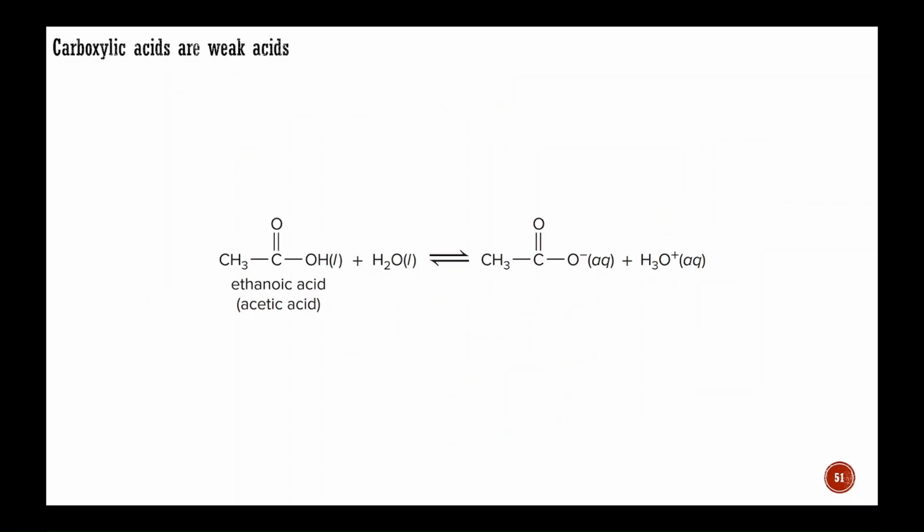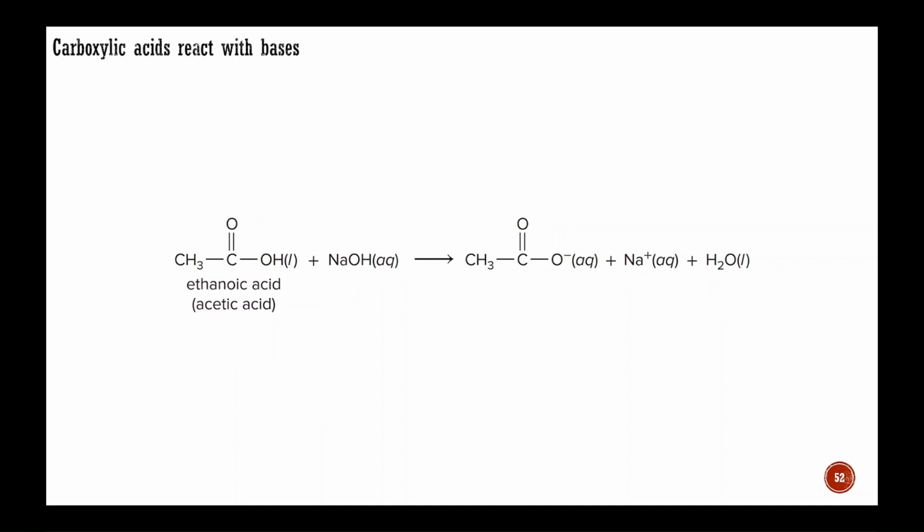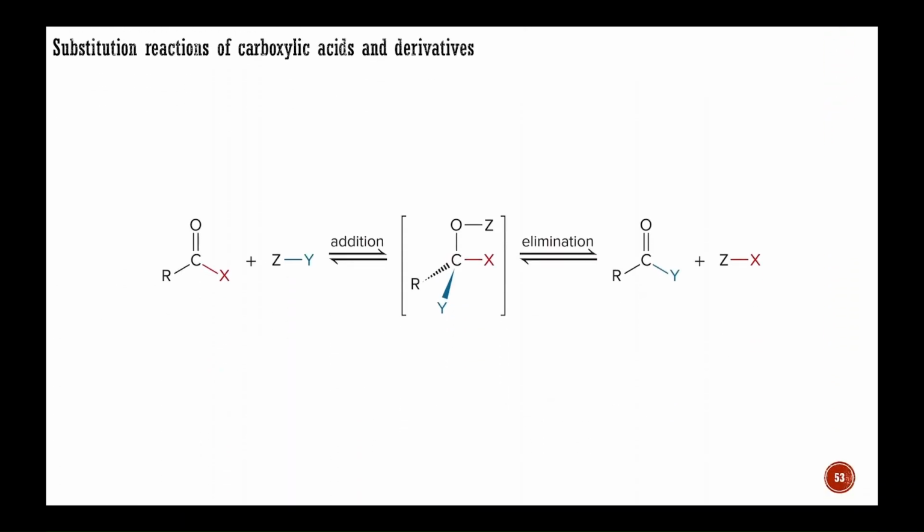At equilibrium in a solution of typical concentration, more than 99% of the acid molecules remain undissociated at any given moment. However, in a strong base, a carboxylic acid reacts completely to form a salt and water. The salts of carboxylic acids are good electrolytes and dissociate completely in water. Substitution reactions of carboxylic acids and other members of this family occur through a two-step sequence. Addition followed by elimination, which results in an overall substitution.